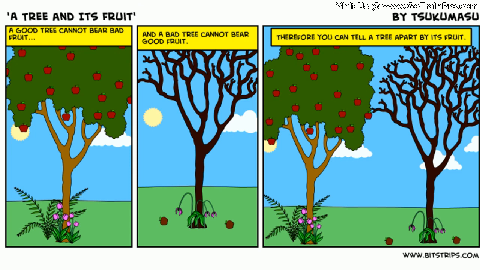Well, let's see about a tree and its fruits. The saying says that a good tree cannot bear bad fruit, and a bad tree cannot bear good fruit. Therefore, you can tell a tree apart by its fruit. Now, I'm not quite sure what that has to do with anything, but I just thought it was pretty appropriate since we're talking about good and bad estimate trees.